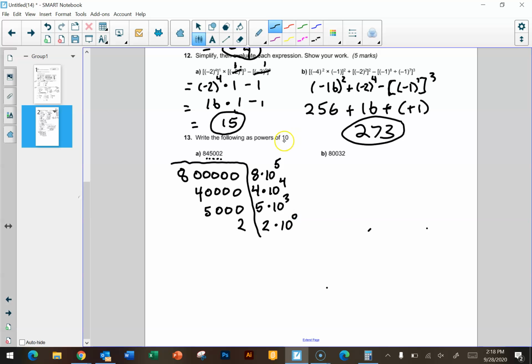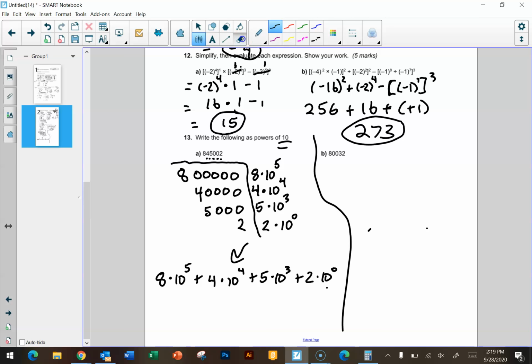Because remember, we're writing them as powers of 10, so all of these have to be 10. And 10 to the power of 0 is 1 anyway. Then you just take this in your final answer down here and write it out with plus signs because it's always adding them together. 8 times 10 to the power of 5 plus 4 times 10 to the power of 4 plus 5 times 10 to the power of 3 plus 2 times 10 to the power of 0. And that's your final answer.